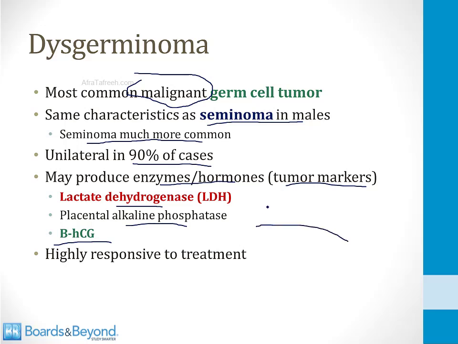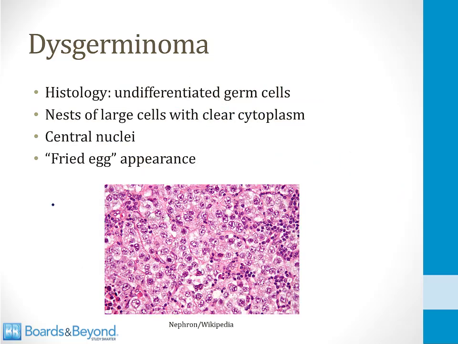These things aren't useful for diagnosis. However, if you identify an elevated level in a woman who has a dysgerminoma, you can then use it as a tumor marker. The level should fall after treatment, and if it begins to rise again, it suggests a recurrence of the malignancy. And just like seminomas in males, these tumors tend to be highly responsive to treatment, and a cure is likely.